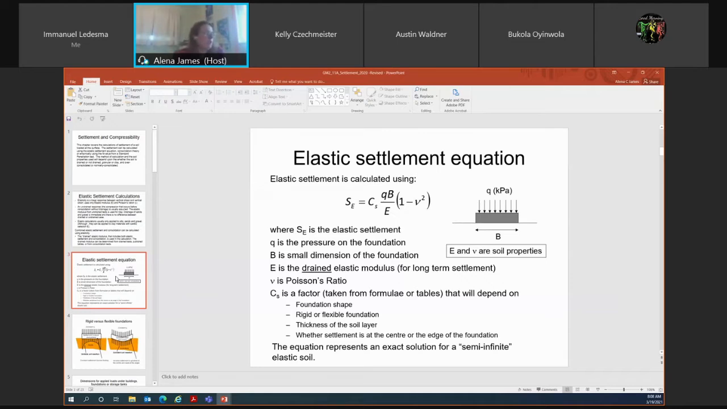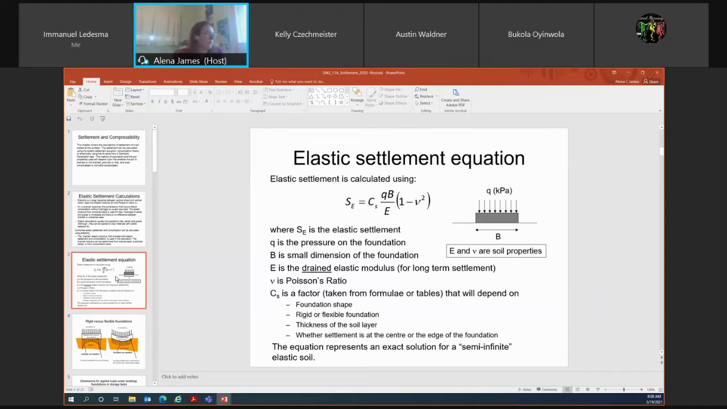Q represents your pressure on your foundation or the stress that's being applied to your foundation area. So Q has units of kPa. B represents the smallest dimension of your foundation. So similarly to what we talked about yesterday, if you had a 2 meter by 4 meter rectangular foundation, B would represent the 2 meter dimension. It's the smallest dimension of your foundation.